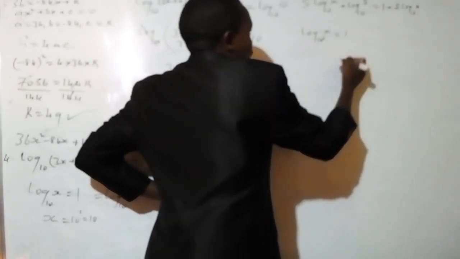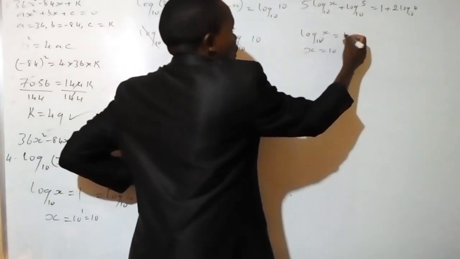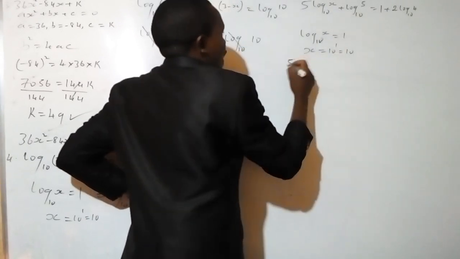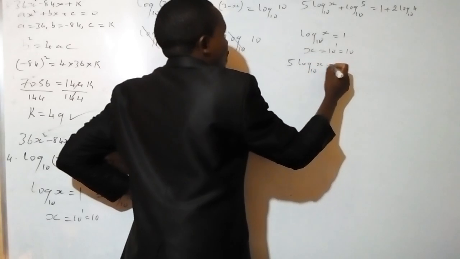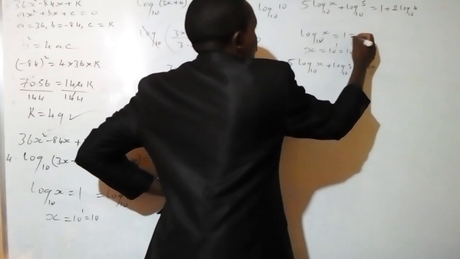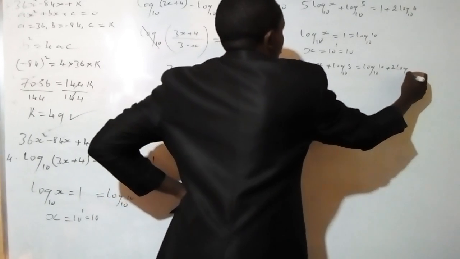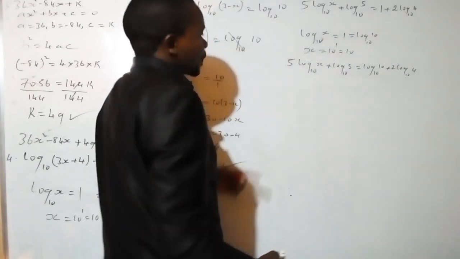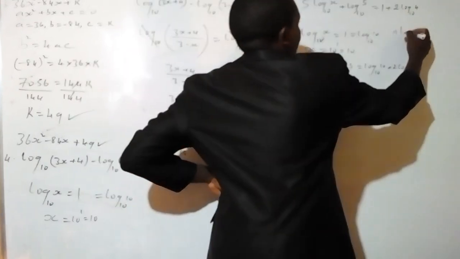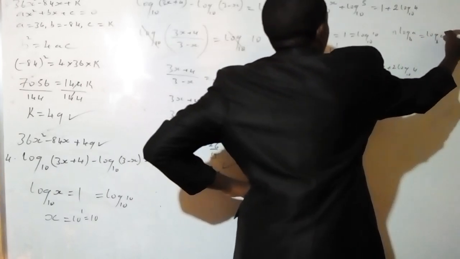Similar to what we have done here, x is equal to 10. 10 takes the position of 1 and 1 becomes the power. 10 to the power 1 is 10. And you can proceed and say that 5 log base 10 of x plus log base 10 of 5 is equal to log base 10 of 10 plus 2 log base 10 of 4. Good. If you are given n log base a, it is the same as log base a of the argument raised to the power n. Yeah, it's a law of logarithm.